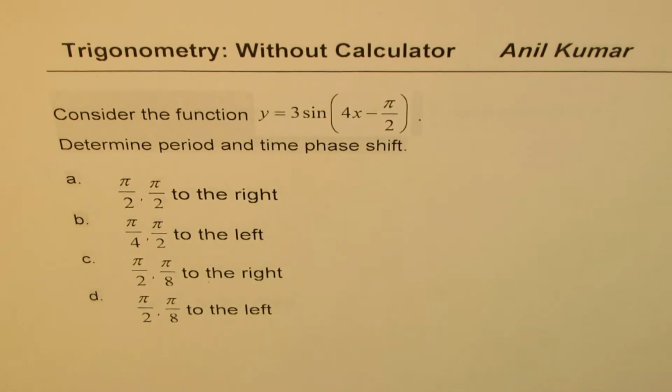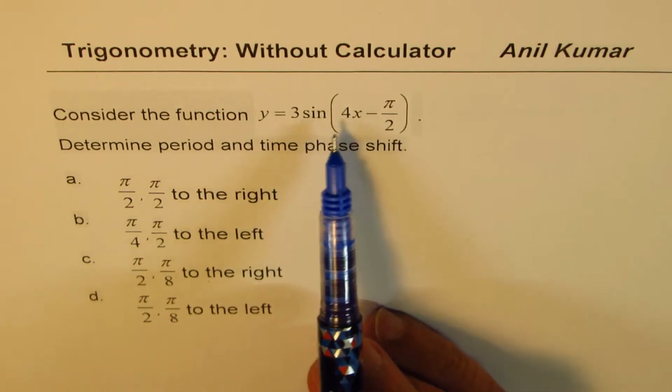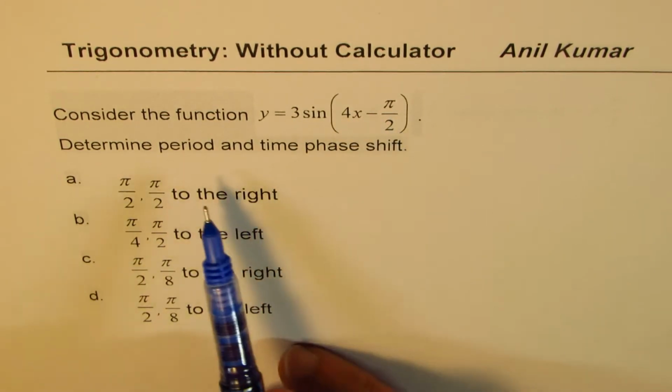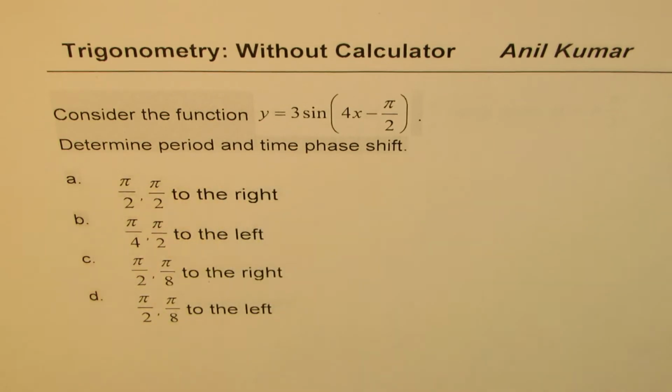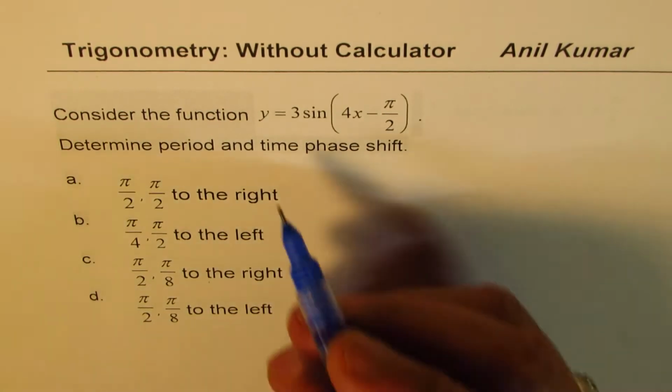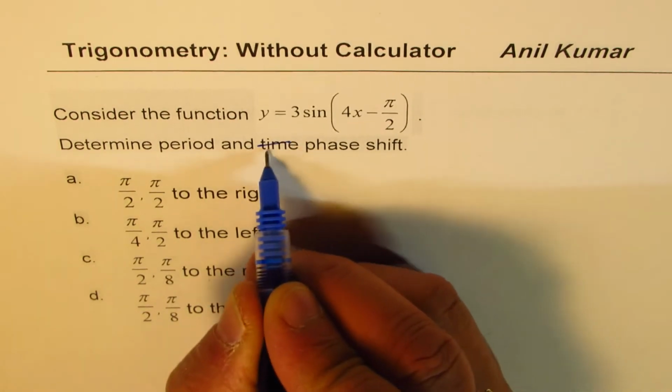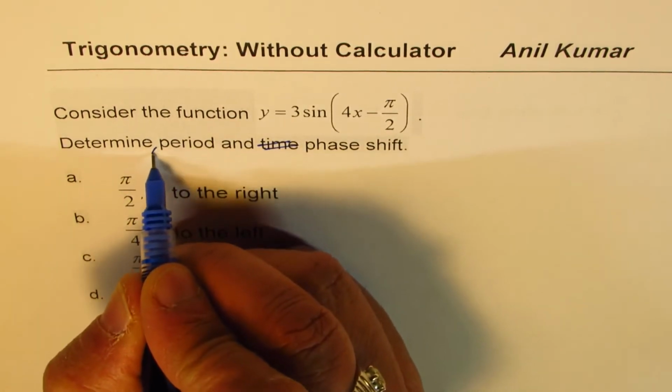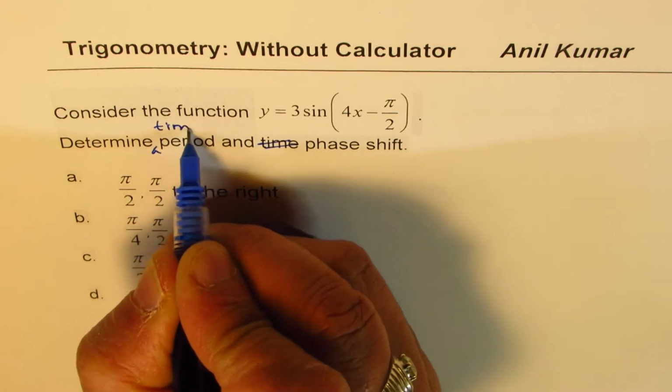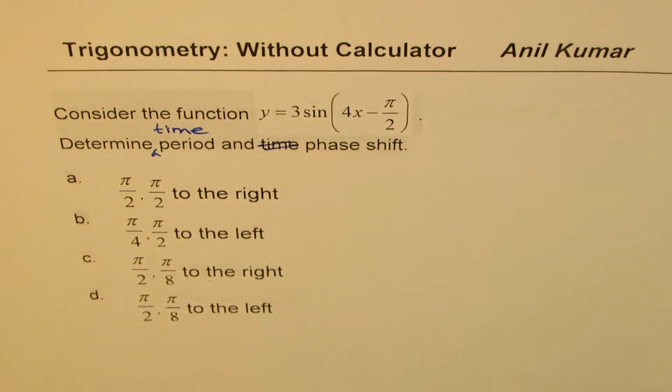Now the question here is, consider the function y equals 3 sine (4x minus pi by 2). Determine period and phase shift. So period means time period and phase shift.